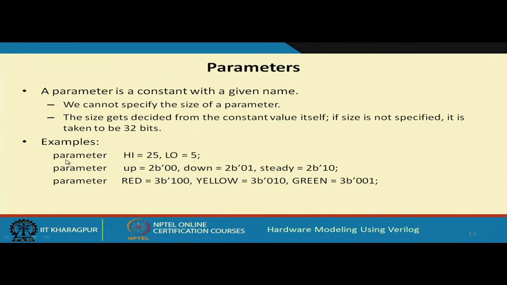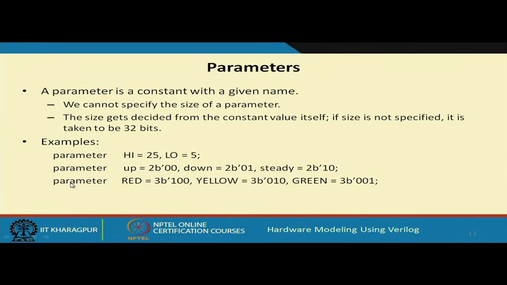In the first example, I am saying parameter high equal to 25, low equal to 5. So, in the program, whenever there is a hi, this hi will be replaced by 25, and whenever there is lo, lo will be replaced by 5. Similarly, next example, up, down, steady. So, I am declaring a 2-bit number, 00 means up, 01 is down, 10 is steady. So, if you use parameter in a program, it will make your program more readable. So, instead of writing 00 and 01, if you write up and down, it will be easier to understand, right. So, that is the main purpose of using this kind of construct, parameter.